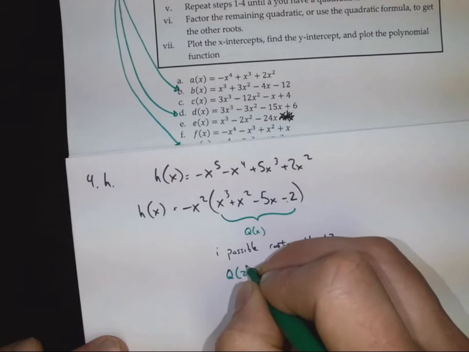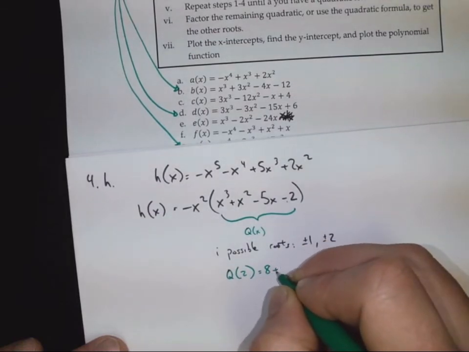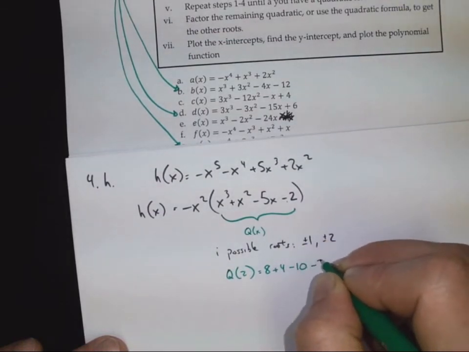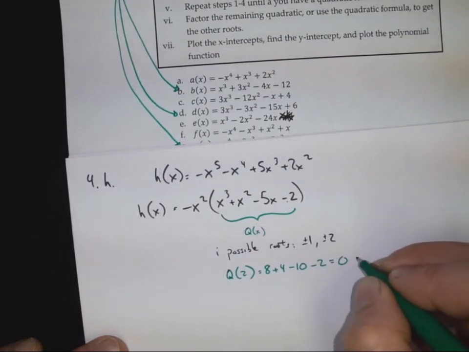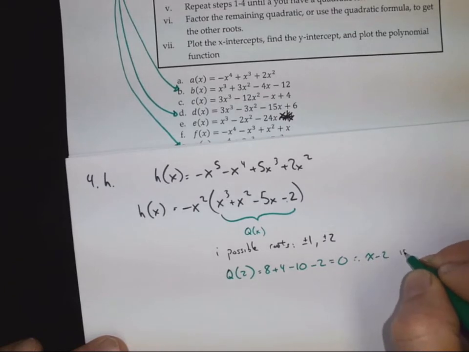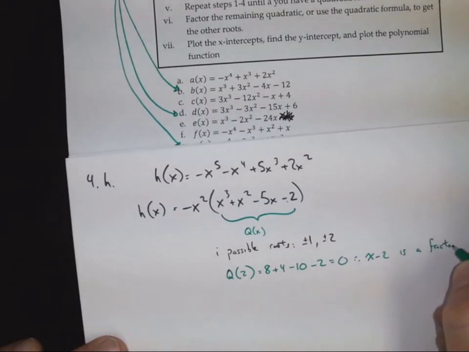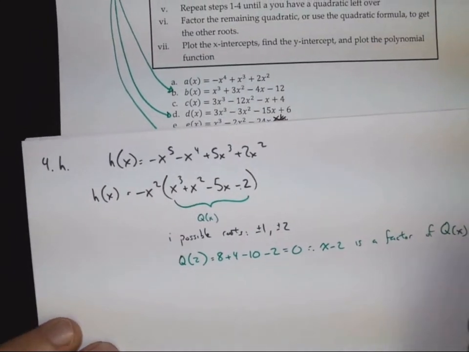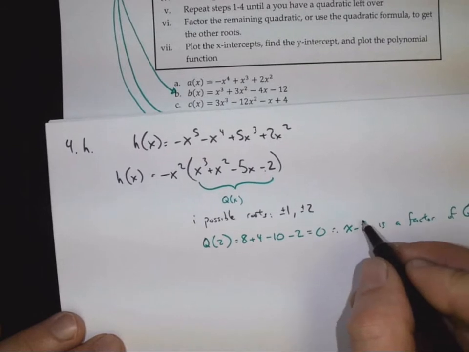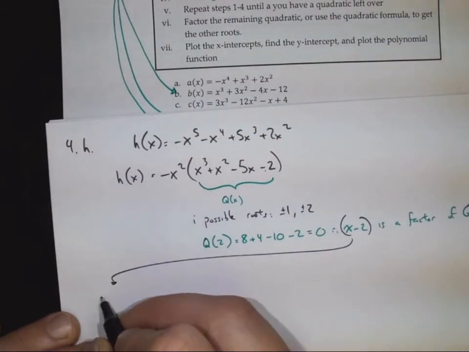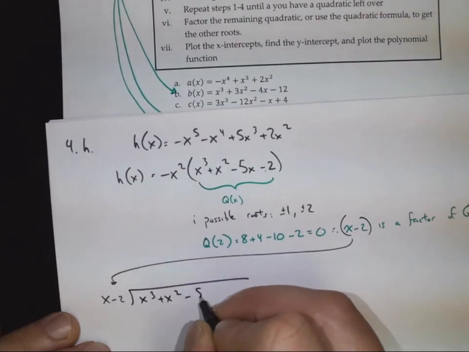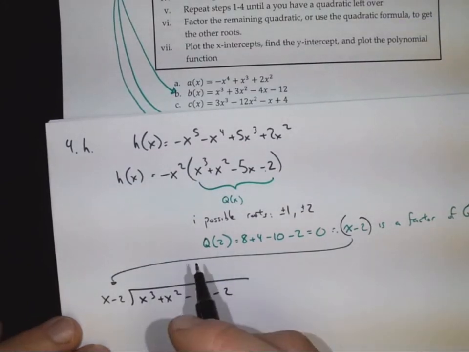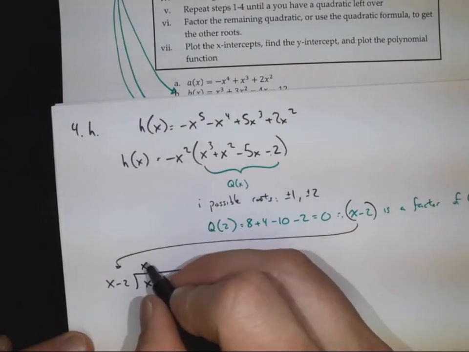So let's say q of 2 is 8 plus 4, take away 10, take away 2. And it's 12, take away 12 is 0. Therefore, x minus 2 is a factor of q of x. Okay. So we're going to take that and divide x minus 2 into x cubed plus x squared minus 5x minus 2. And that's going to give us x squared.